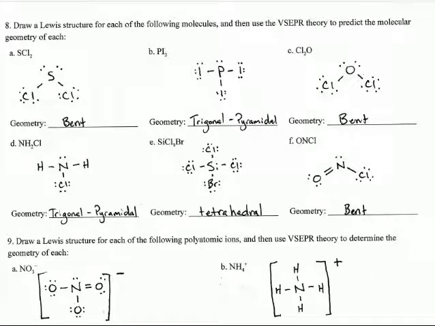Number 8. Draw a Lewis structure for each of the following molecules and then use the VSEPR theory to predict the molecular geometry of each.